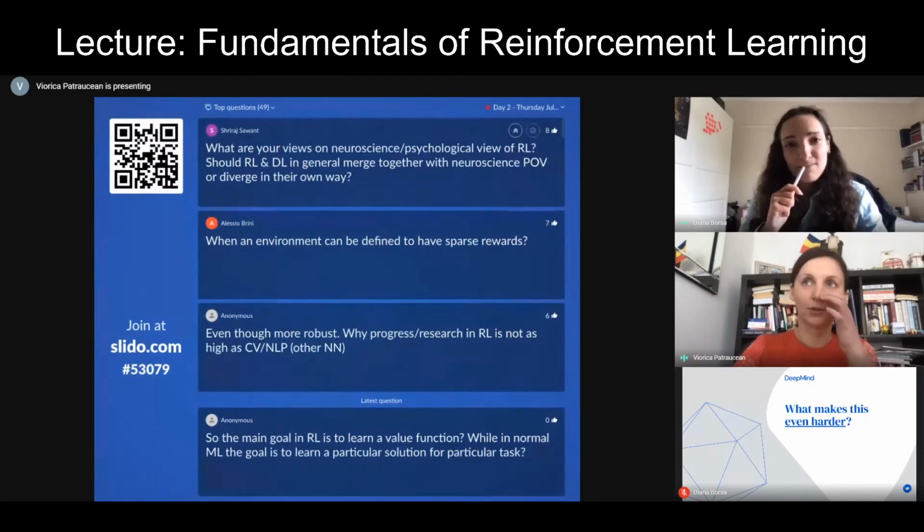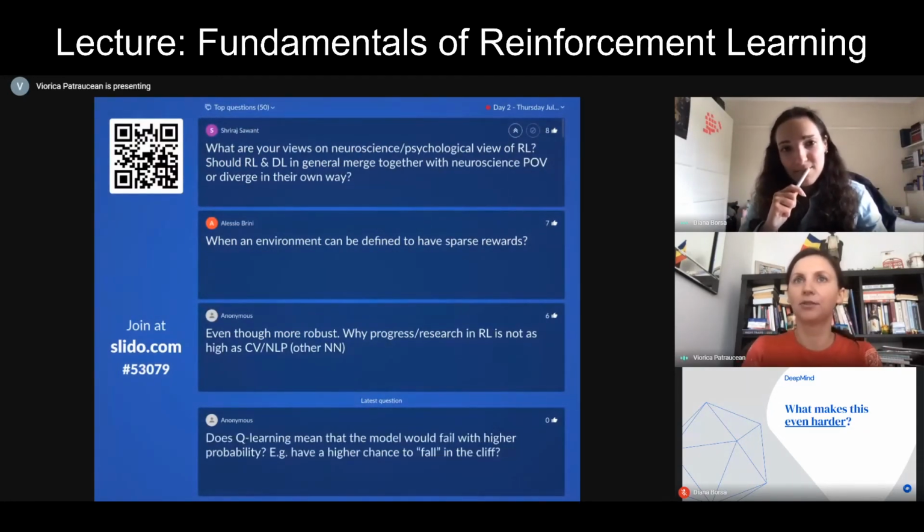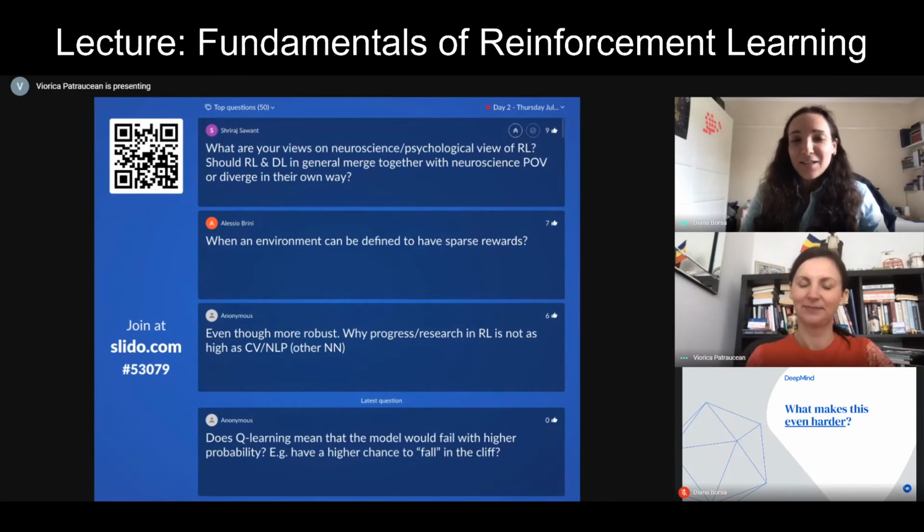What are your views on neuroscience psychological view of RL? Should RL and DL in general merge together with neuroscience or diverge in their own way? I think neuroscience at least has informed quite a bit our ways of approaching RL problems and the algorithms.